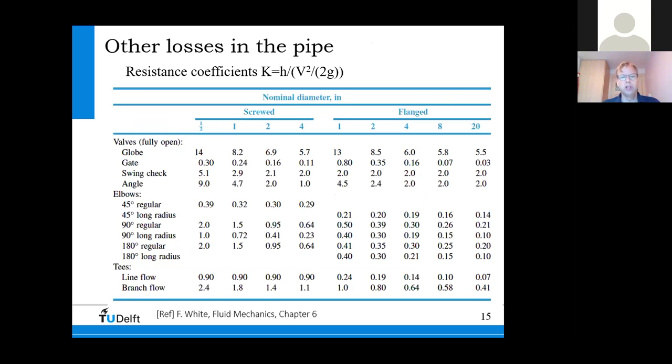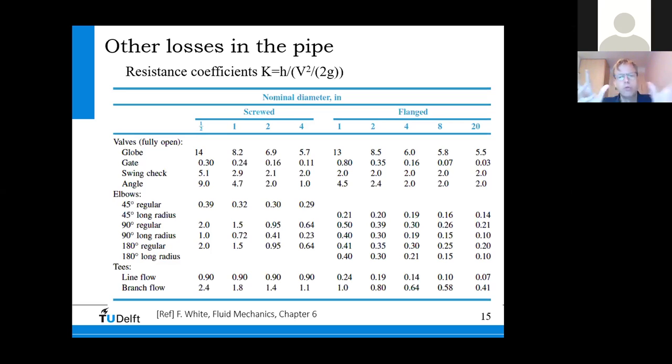Other thing, we have the losses. So you have the friction factor and the losses. You have to add them together. That also scales with the velocity squared, the losses in elbows and valves and things like that. And these are typical numbers. I think these are from White's fluid mechanics, but you can find them everywhere.